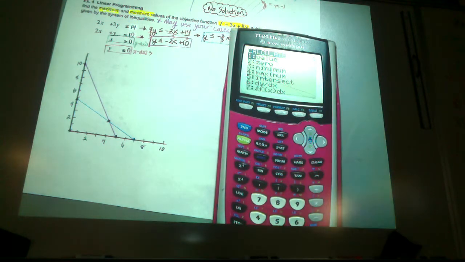Second calc, what do I select? Select intersect. So I'm going to press 5.